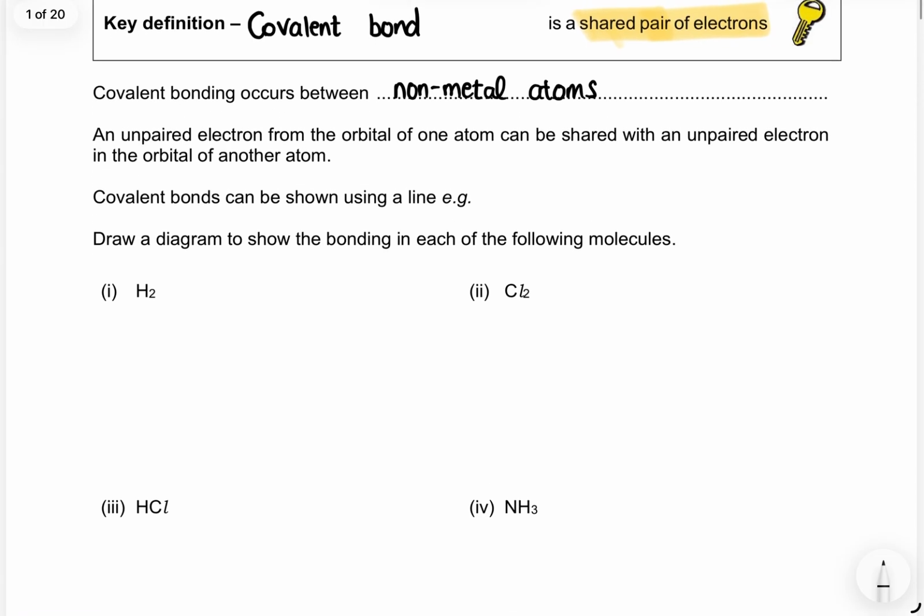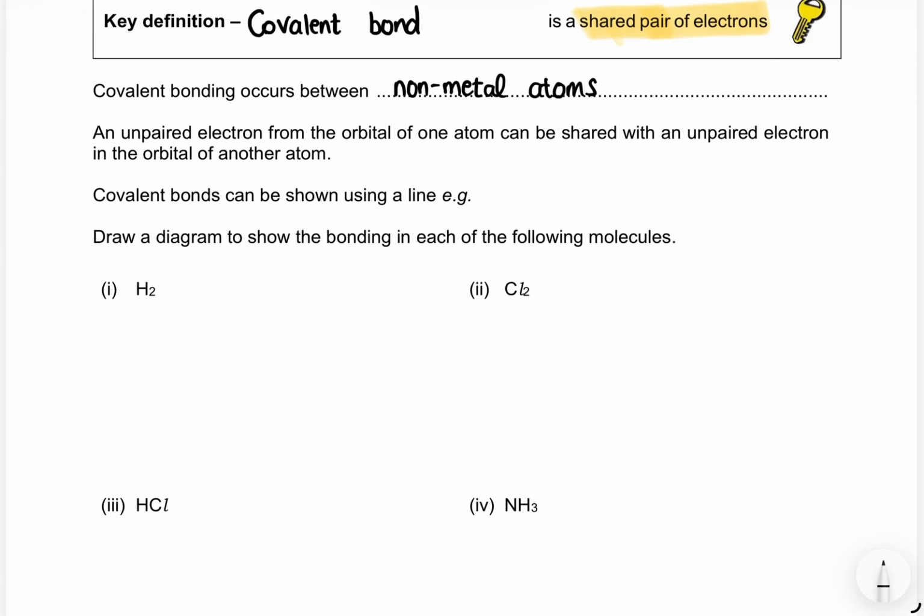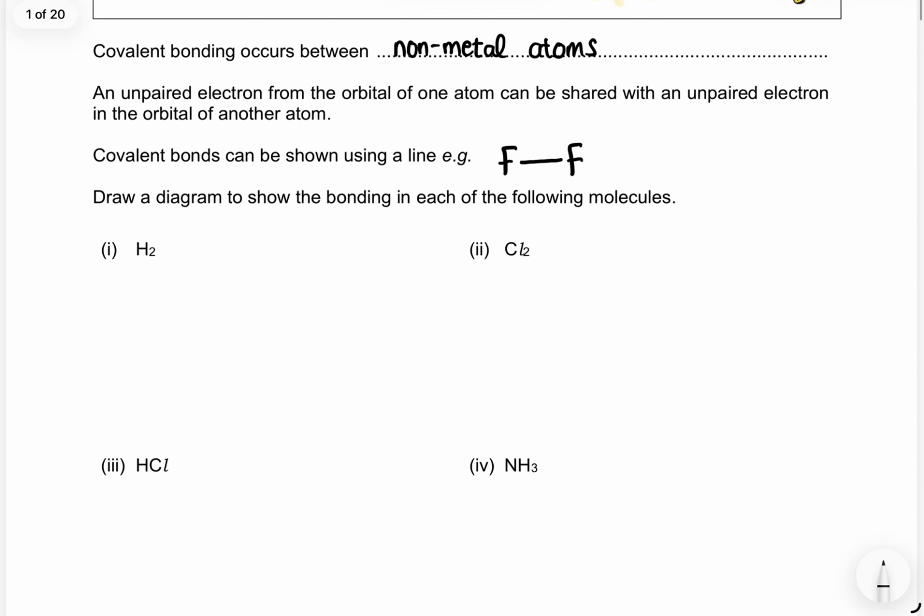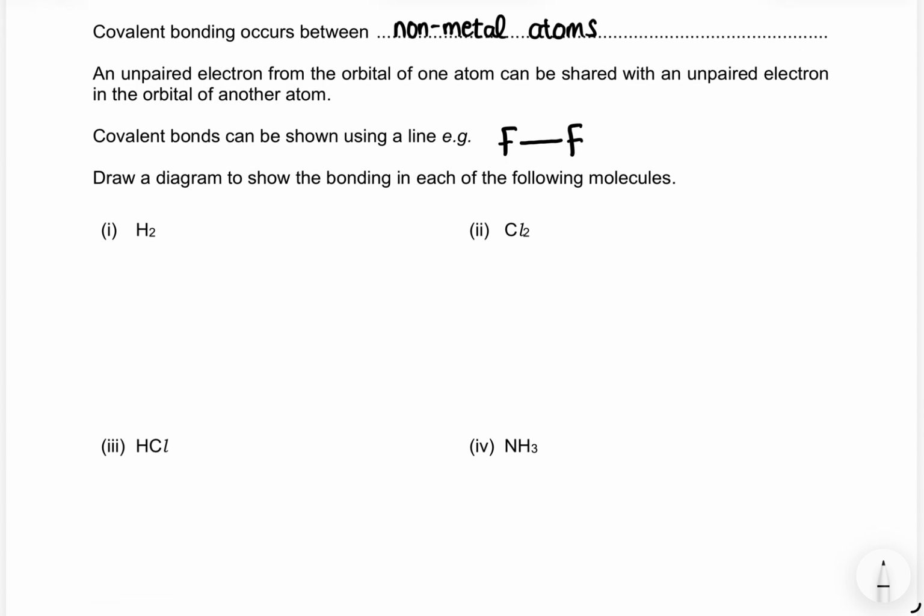The unpaired electron in the orbital of one atom is shared with the unpaired electron in the orbital of another atom, and this is how they complete their electron configuration to that of a noble gas. So covalent bonds are shown using a line. So if we took the fluorine-fluorine bond, we'd show it with a single solid line. So we're going to draw a diagram to show the bonding in each of the following molecules. What we're going to do is a dot and cross diagram and then a stick diagram.